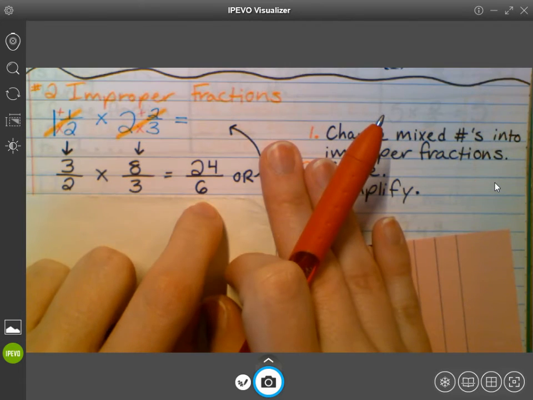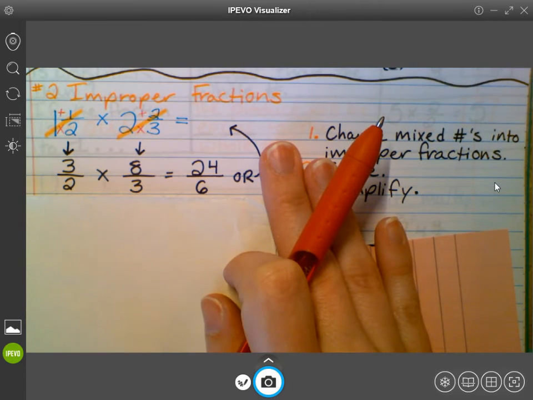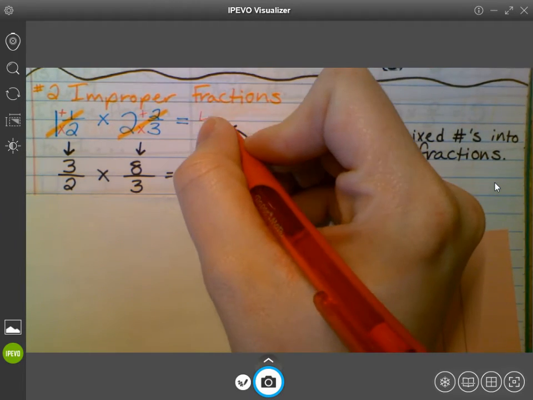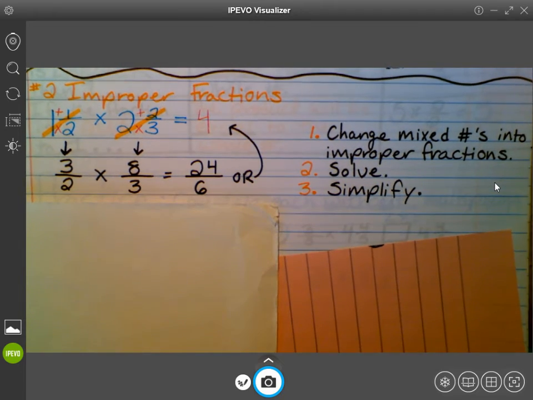However, this is an improper fraction, right? So when we ask, how many times does 6 go into 24? Show me in your hand. How many times does 6 go into 24? 4 times. Is there anything left over? Nope. So we get 4. Yep, there's 0 left over.